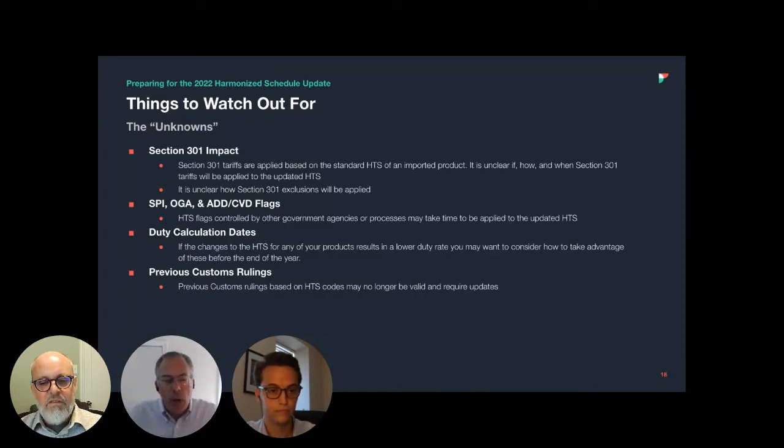As everybody should know, the 301 duties and the 301 exclusions are closely tied to classification. And so if there's a modification to that classification, the exclusion may no longer exist in the automated broker interface. And so there may be some confusion about how to administer the 301 duties and the exclusions if there are changes to the HTS codes.